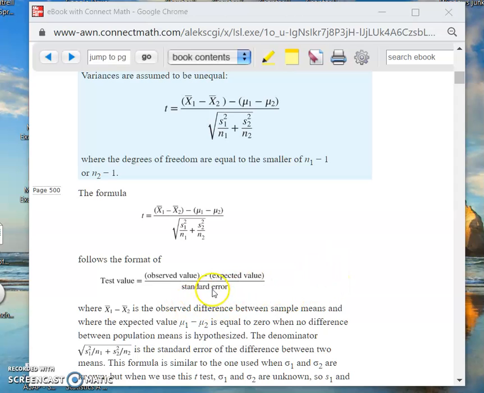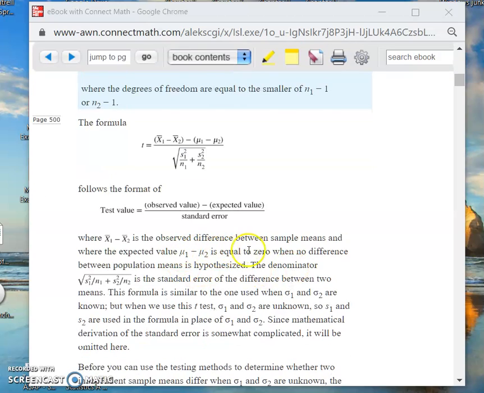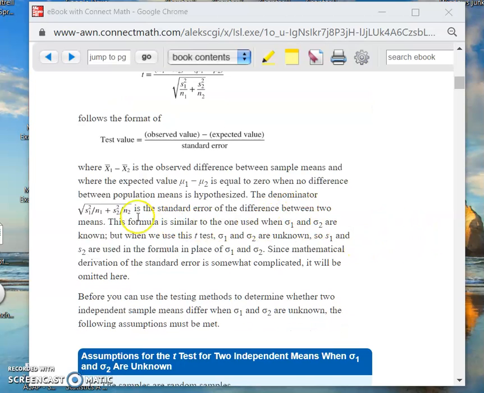Now we have this comment here, the mu1 take away mu2 right there. Typically, not always, but typically that's equal to 0, and the reason why is because our null hypothesis is typically mu1 equals mu2. That's a standard way of structuring the test. This bottom guy here is the standard error of the difference. We call that the standard error of the deltas.